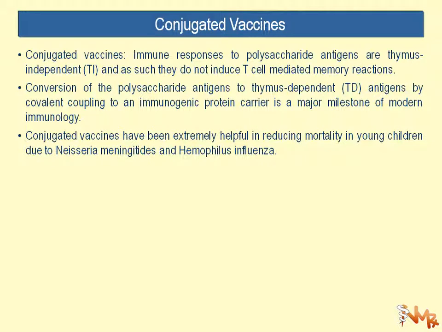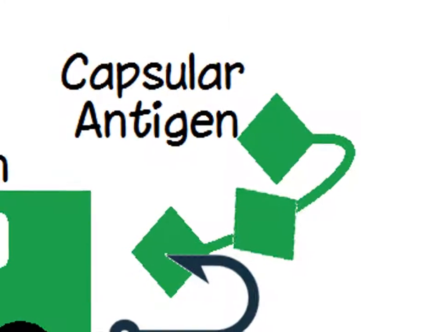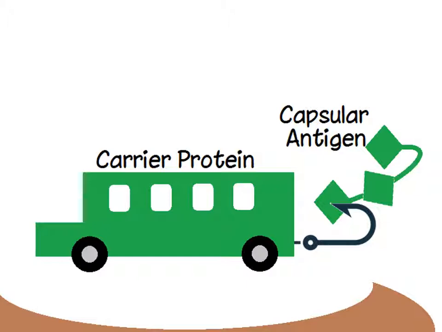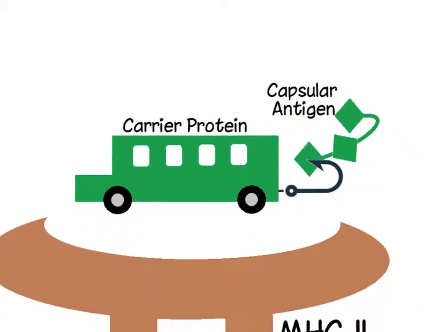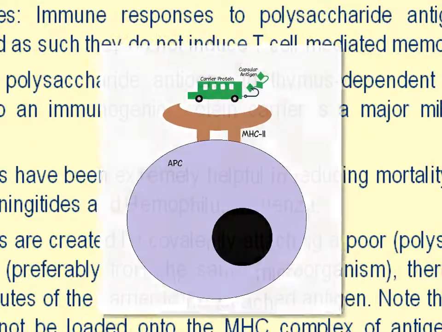Conjugated vaccines have been extremely helpful in reducing mortality in young children due to Neisseria meningitidis and Haemophilus influenzae. Conjugated vaccines are created by covalently attaching a poor polysaccharide antigen to a carrier protein, preferably from the same microorganism, thereby conferring the immunological attributes of the carrier to the attached antigen. Note that polysaccharides by themselves cannot be loaded onto the MHC complex of antigen-presenting cells because MHCs can only bind peptides. In the case of conjugate vaccines, the protein moiety can activate the T cells and allow the antigen to be loaded onto the surface of the MHC molecules.